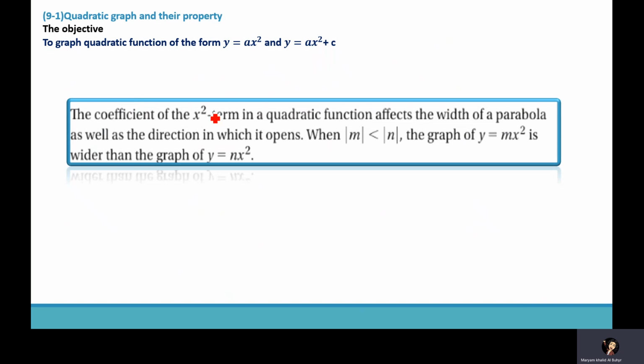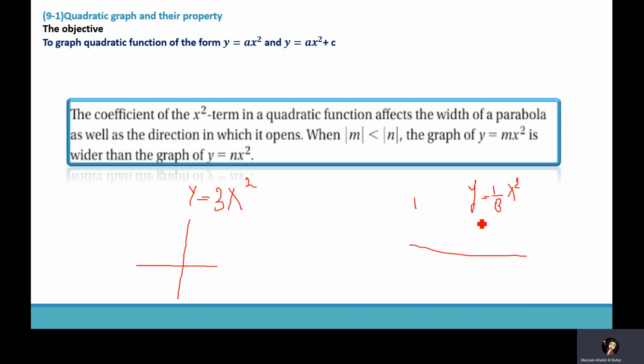Problem 3 is about comparing the width of parabolas. Let me tell you a simple thing. I will give an example to make it easier. y equals x to the power 2, as the one that we did, or, for example, y equals 3x to the power 2. Both of them open up, both positive. Let me compare between them.